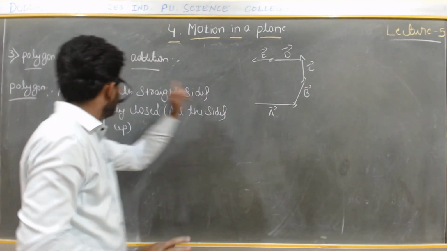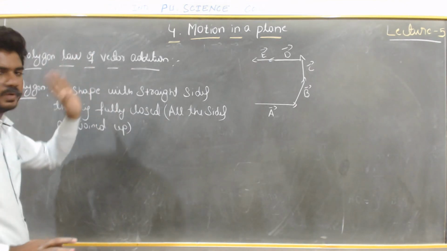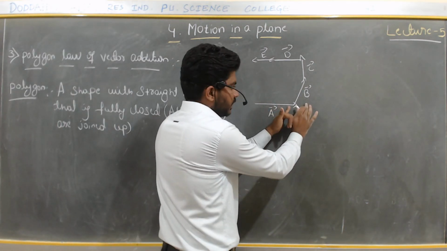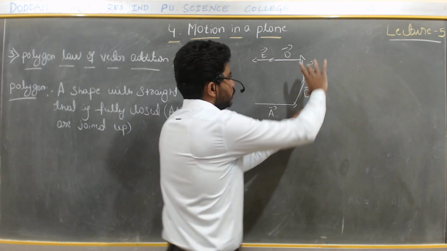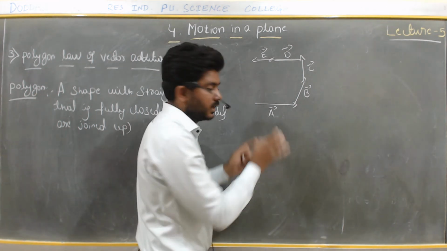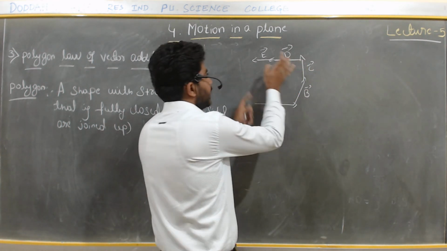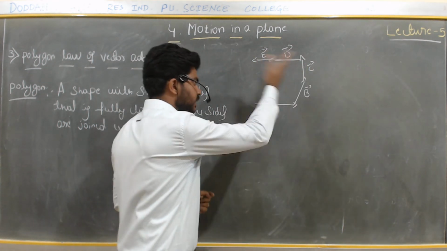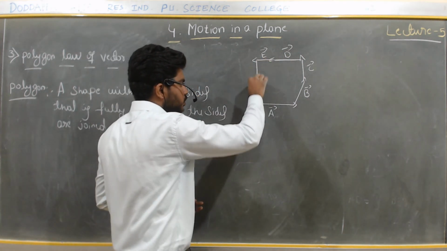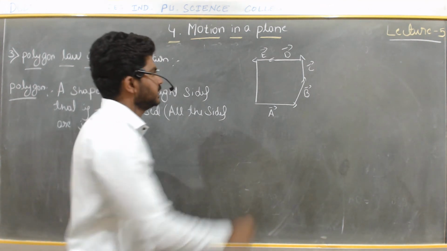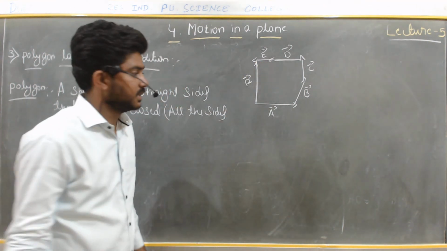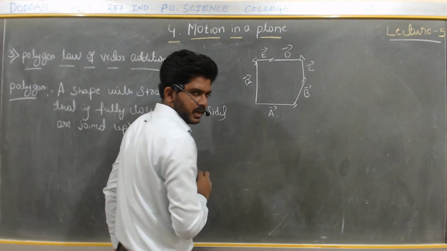So now we are discussing the addition of vectors. Here I will add vector A to vector B. Next, vector A and B is added to vector C. Next, vector A, B, C is added to vector D. Next, vector A, B, C, D is added to vector E. So the resultant of these vectors will give the one closed side, which is the R vector. Right. See here, all the vectors are joined up.